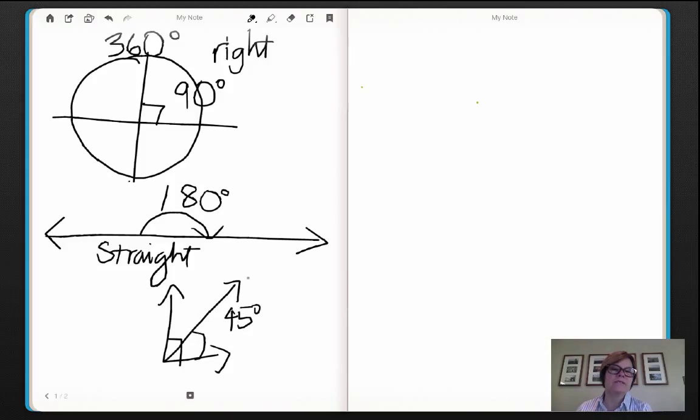Okay, now these are the angles that we're going to be using to help us estimate other angles. Estimating the measurement of an angle can be easy if we start with one of these basic angles.